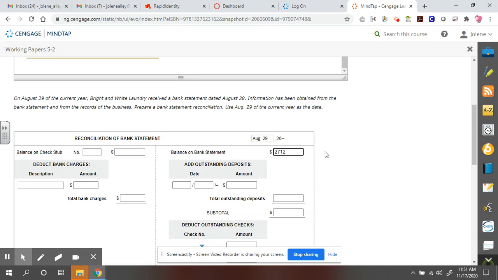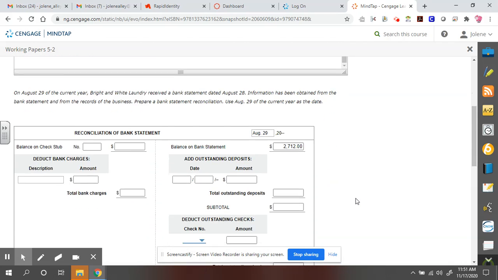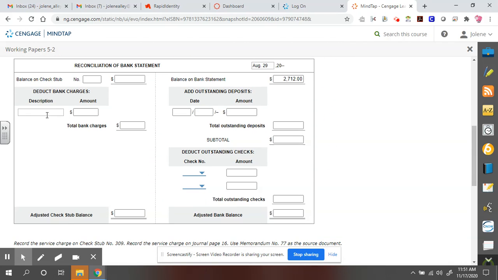2712. Then I'm going to go up to the next one, and it says service charge $20. Over here it says deduct bank charges. So this is going to be service charge. And I'm going to put 25. And then right here it says total bank charges, $25.